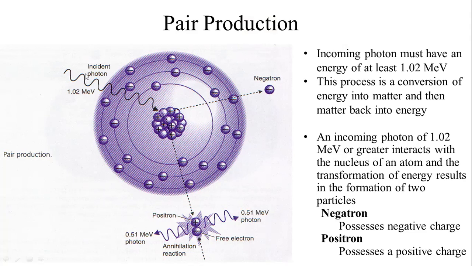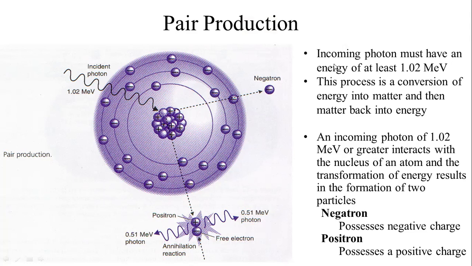That's why this process is inverse to the annihilation process. If it disappears, it produces 0.51 MeV twice, or you can say 1.02 MeV. That means with the same energy of the gamma rays, when it interacts with the nucleus, it will again produce the positron and the negatron. That means it is the reverse of this process.